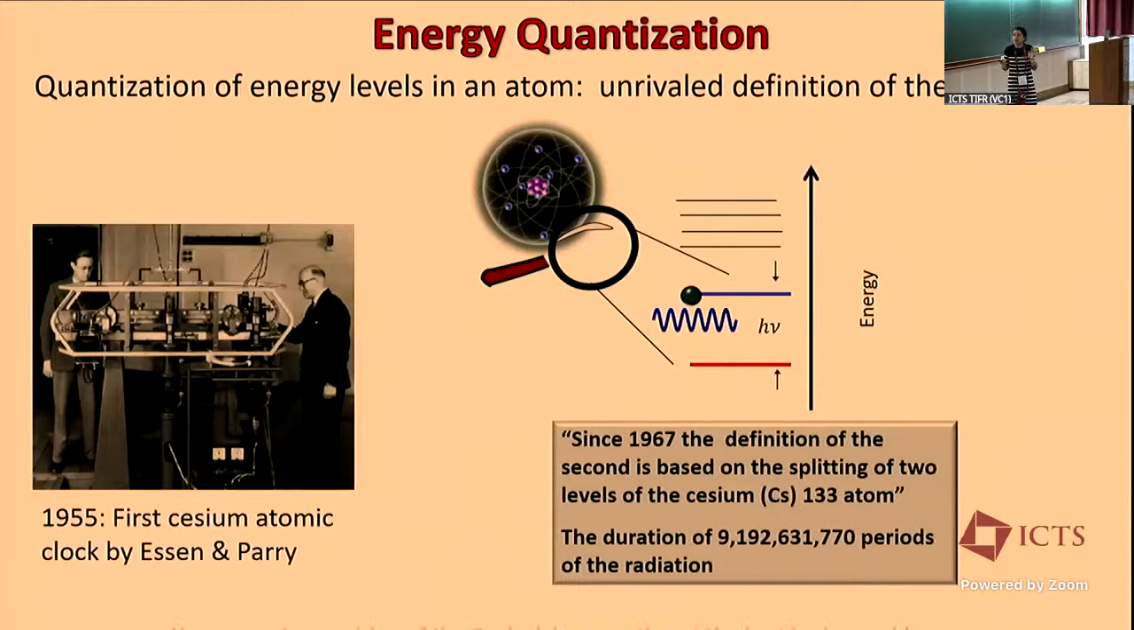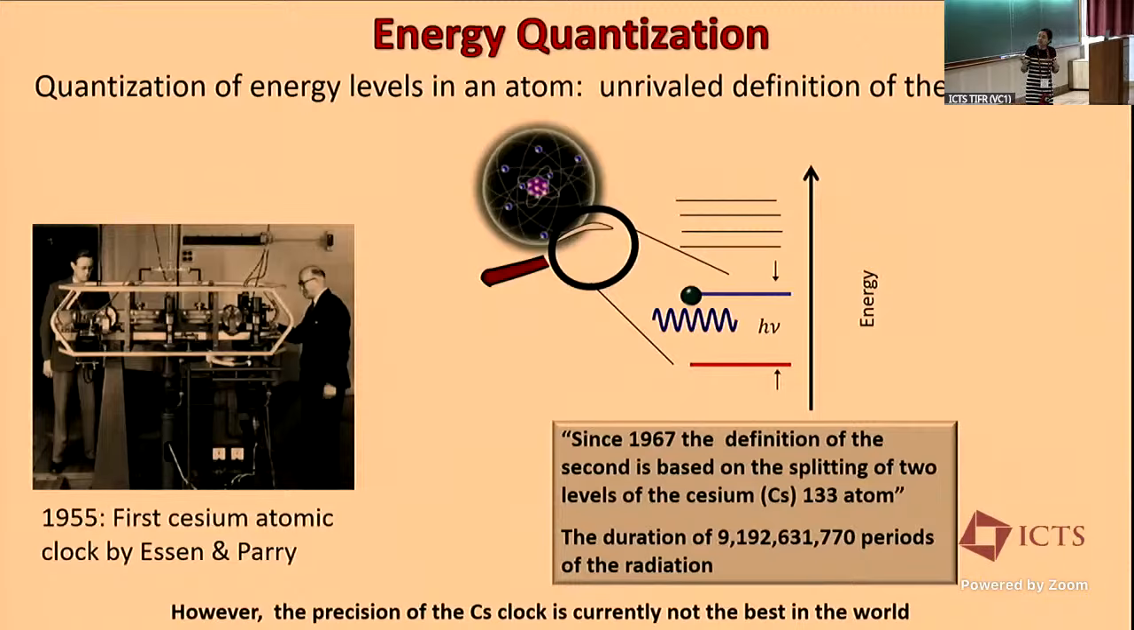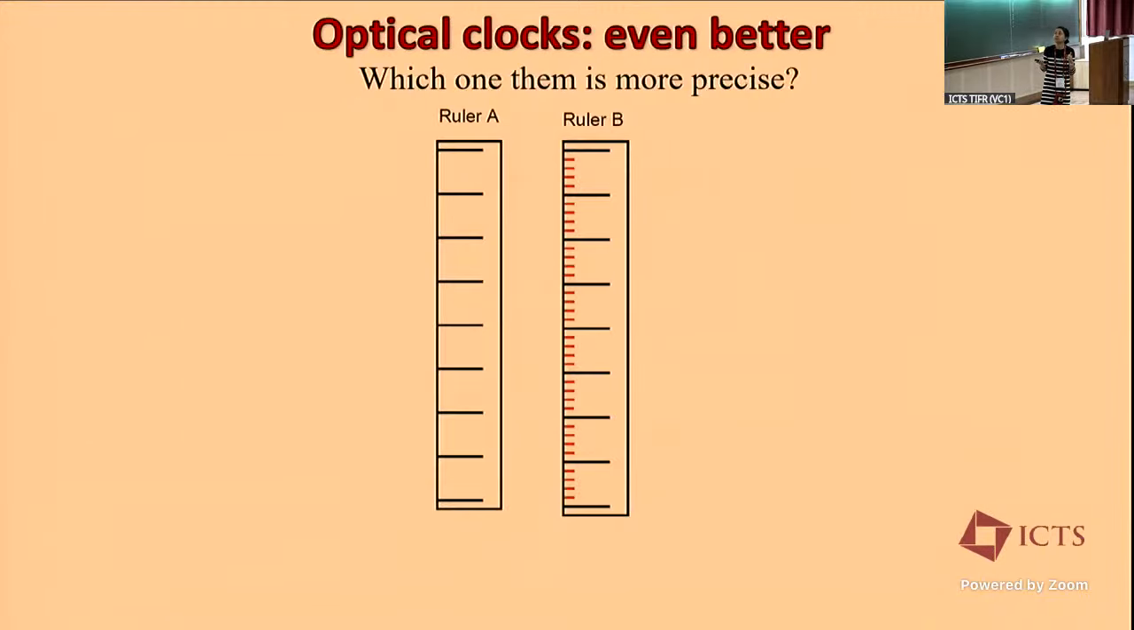The interesting part is that the cesium clock, that is the standard, is not the best in the world now. And let me explain why. If I show you these two rulers and I ask you which ruler is more precise, A or B? I know that you are all telling me ruler B because it has more ticks, more resolution, so I can measure better. Exactly the same for clocks.